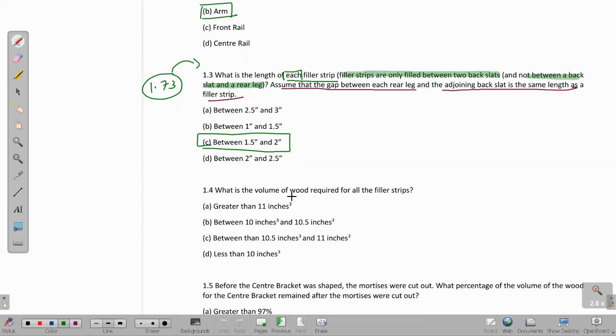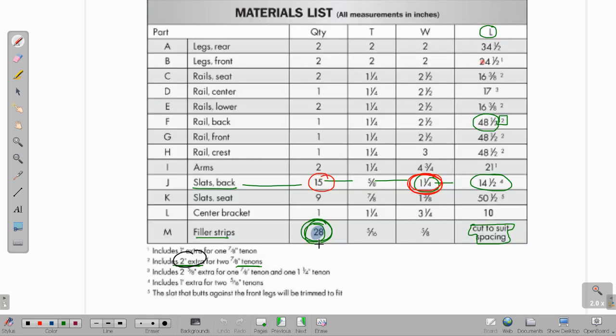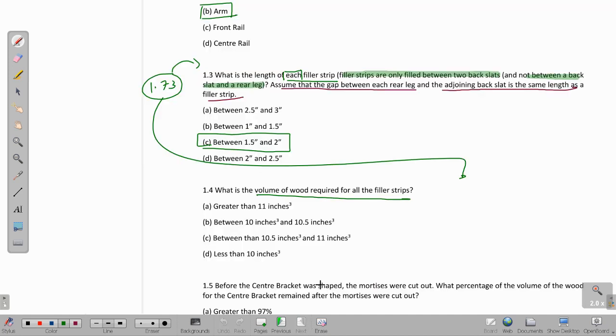What is the volume of the wood required for all the filler strips? So now we have got that value for all the filler strips, and we just do the math. There are 20 of them. The length is 5 by 16 multiplied by the width, which is 5 by 8, and this is roughly 1.73. So the maths is 20 into 5 by 16 into 5 by 8 into 1.73. If we do the maths, I think it will be slightly less than 10 inch.